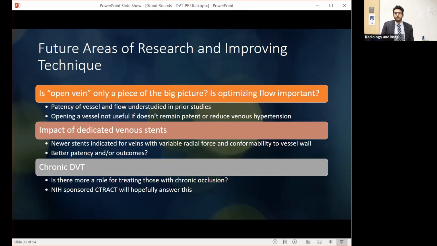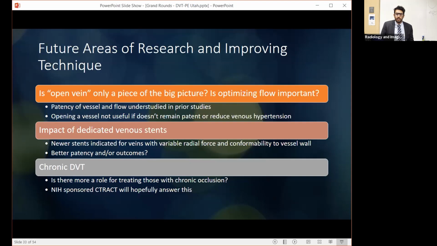There's also new technology. We talked about new devices that are coming on the market. There's also new stents that are designed specifically for the veins. And so just having new devices, new technology may allow us to get better patency and potentially better outcomes.